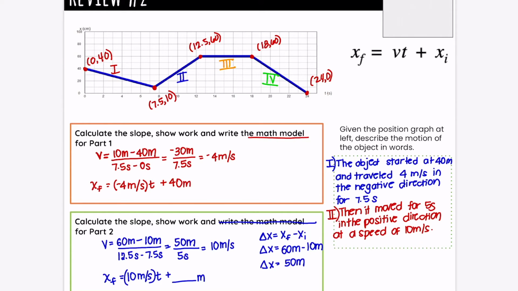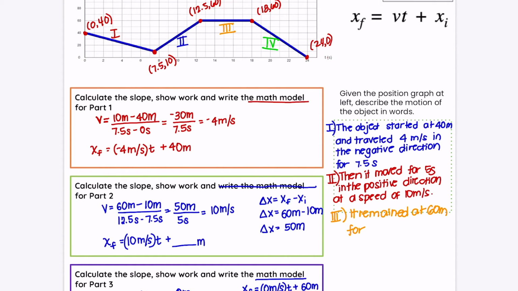All right, next we have the third segment, and the object remained at 60 meters for 5.5 seconds. So we'll just say that it remained at 60 meters for 5.5 seconds.